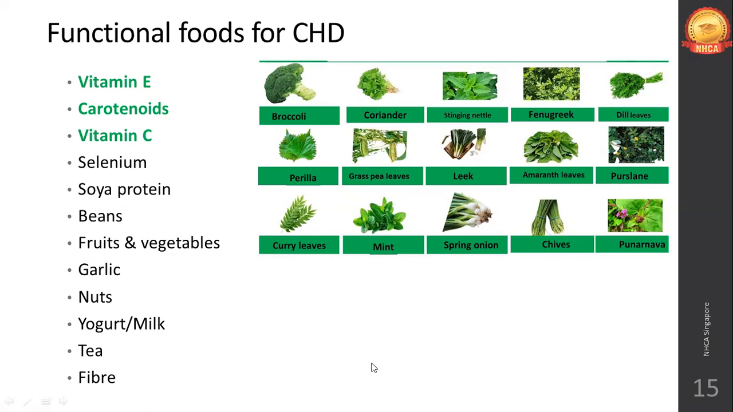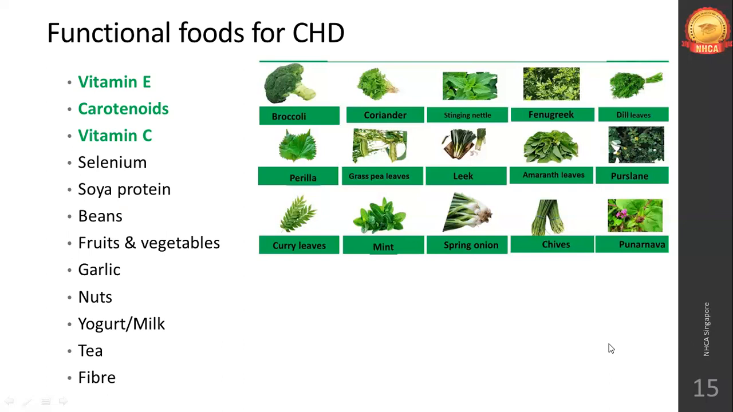Vitamin E, carotenoids, vitamin C. They are all found in green leafy vegetables. So green leafy vegetables are a really good source of vitamin E, carotenoids, and vitamin C. So add a lot of green leafy vegetables in the diet of a heart patient. Broccoli, coriander. Coriander you can reduce, don't make coriander-based curries. If you are using coriander for garnish, it is completely fine. Some people have the habit of having coriander juice, so that has to be avoided. Coriander for garnish purposes is completely fine.